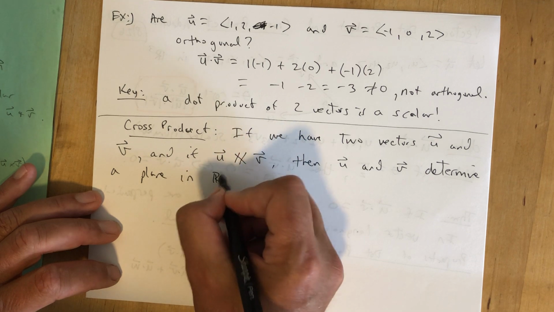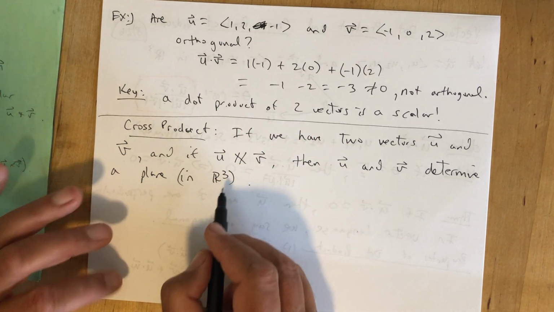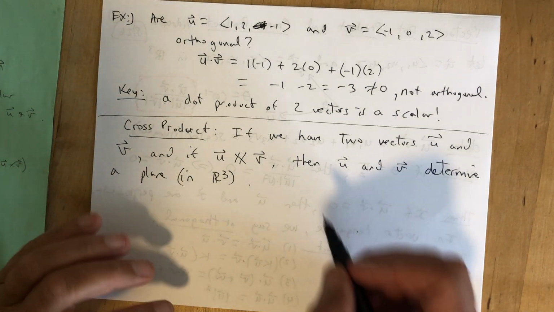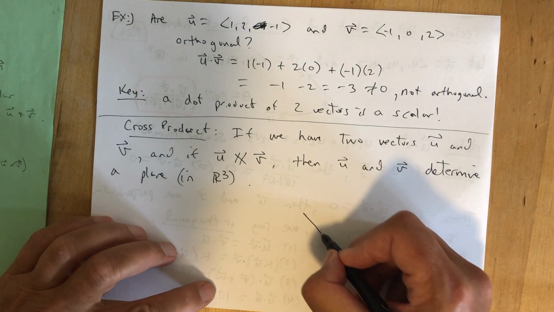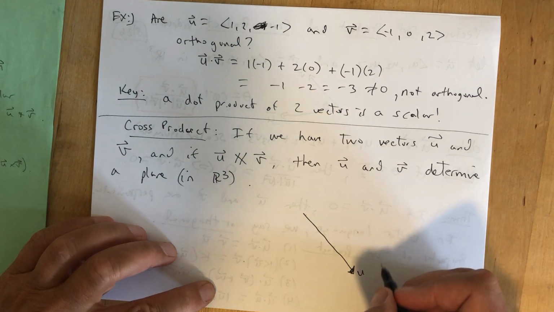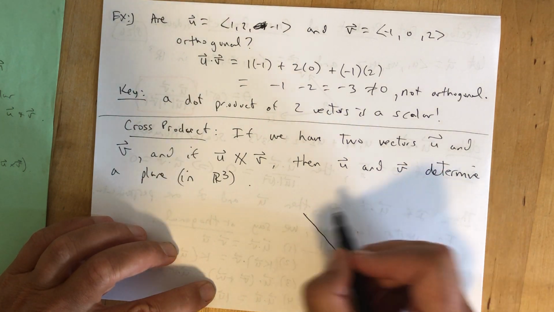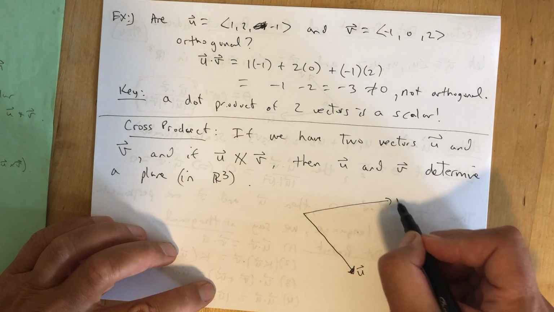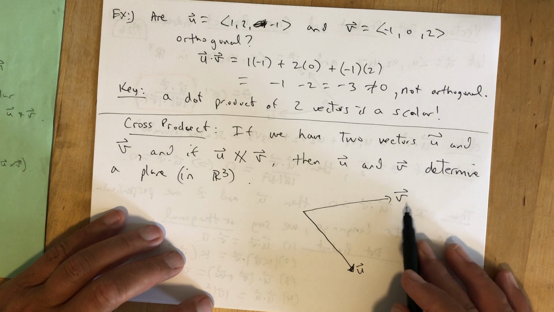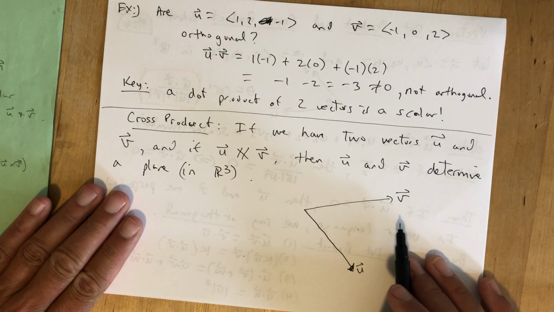And let's just keep working in R3 here, right? It could be in R2. That could actually be in R4, but we'll never work in R4. So here I've got my vector u down here. And here I have my vector v over here. And sure enough, on this piece of paper, u and v determine the plane that makes this piece of paper, okay?